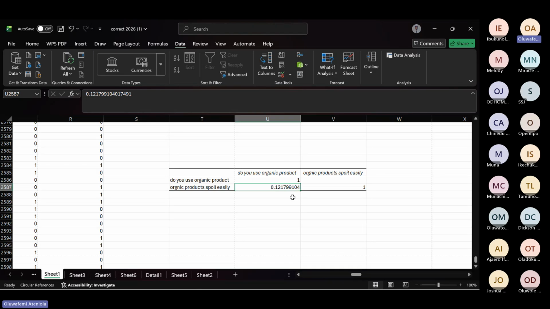0.1 is closer to 0 than it is to 1. So what this is telling us is there is no correlation between organic products spoiling and people using organic products. It is just saying each and every one is standing on its own. So you learn how to do all of this, but to make things faster, please do all of those things that I've asked you to do.